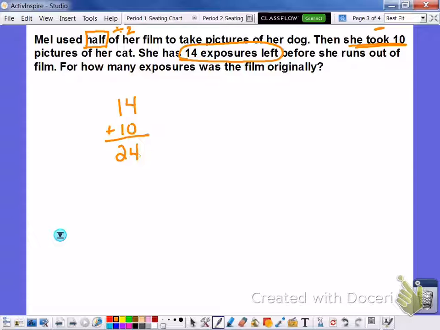And then if she used half to take pictures of her dog, so this is the half, so we would multiply by 2, leaving us with a beginning of 48 exposures. So in this case, we kind of made the plan as we worked through because we highlighted all of our pertinent information at the very beginning, so we knew what to look for. Did not take a lot of work. It was pretty quick and easy.